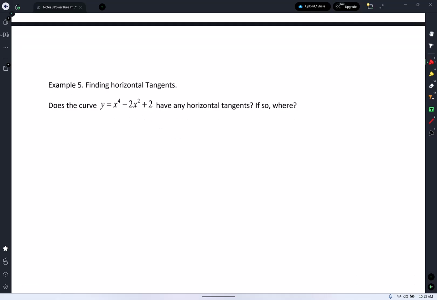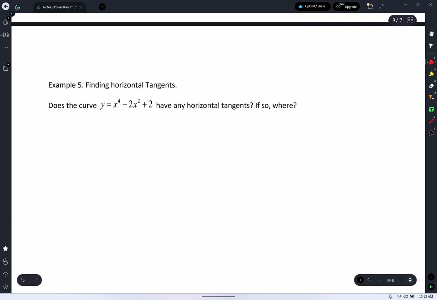Find horizontal tangents. Does the curve y equals x to the 4th minus 2x squared plus 2 have any horizontal tangents? If so, where? You do, because you have some wiggles. Every time you have a wiggle, anytime you have something like this, you have a horizontal tangent at your max and your mins. Do you guys see that? Okay, so here we go.